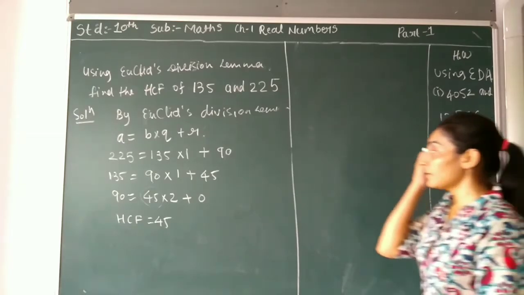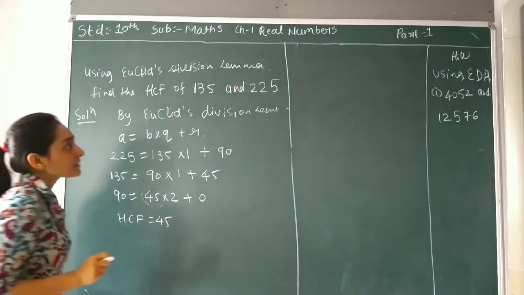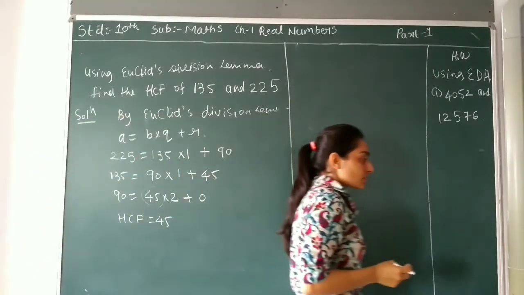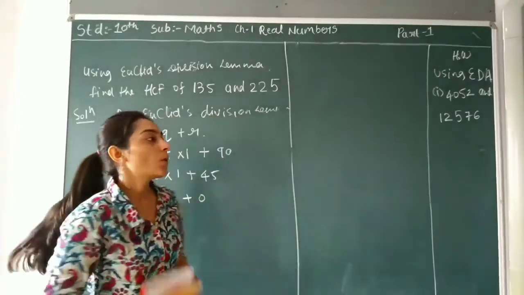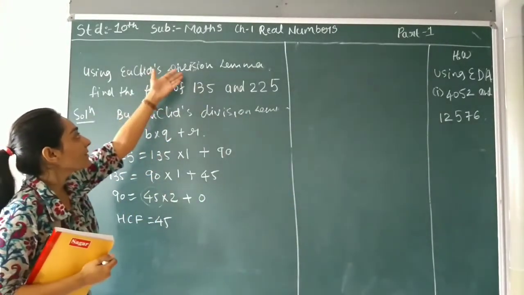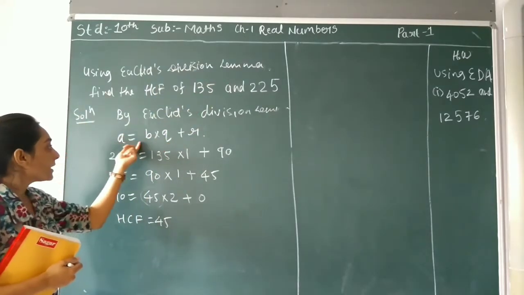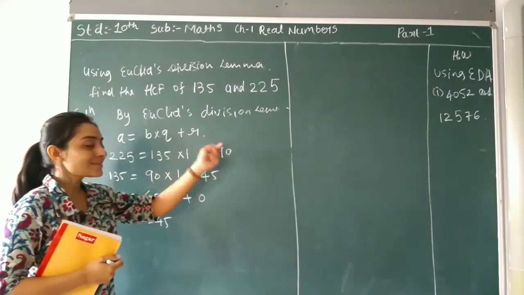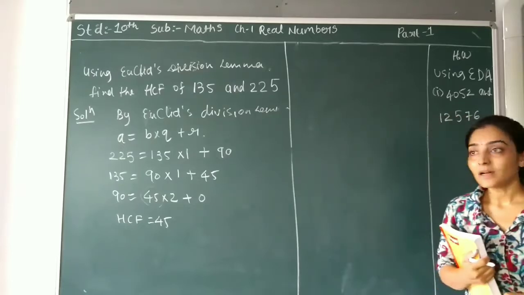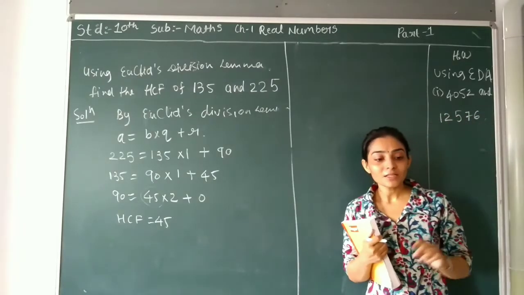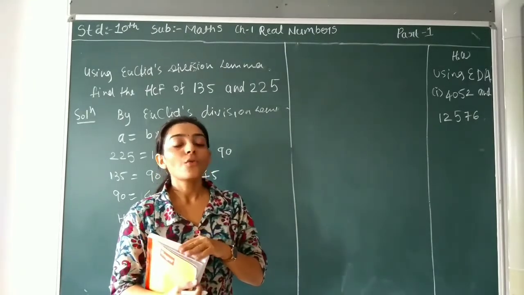See, the difference between lemma and algorithm is, a lemma is some proven thing which we are directly using. So Euclid division lemma, the proven thing, is this one: A equals BQ plus R. And algorithm means some certain proven things where we are just going to follow that step.